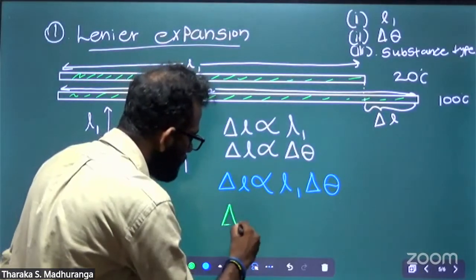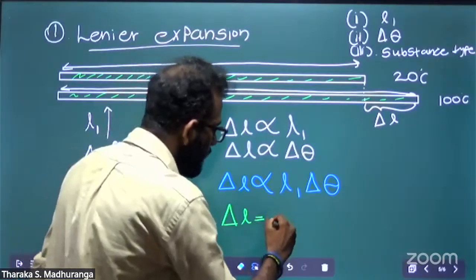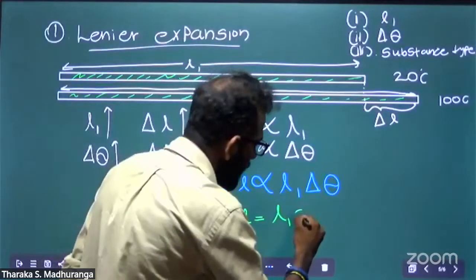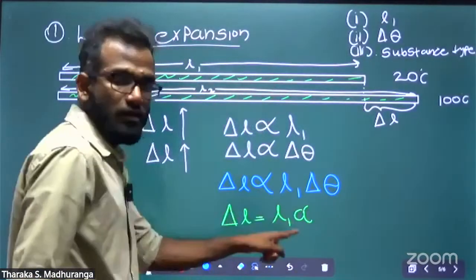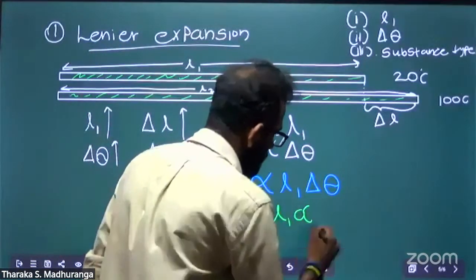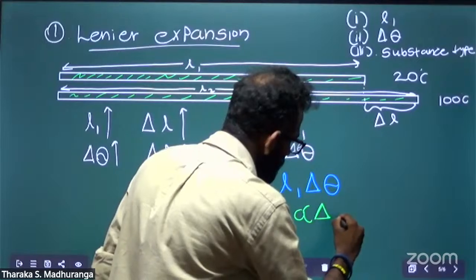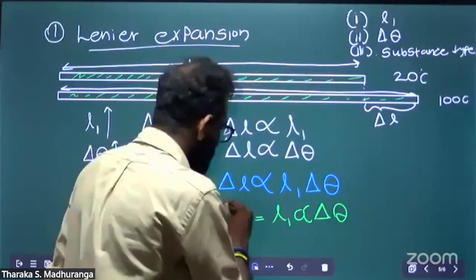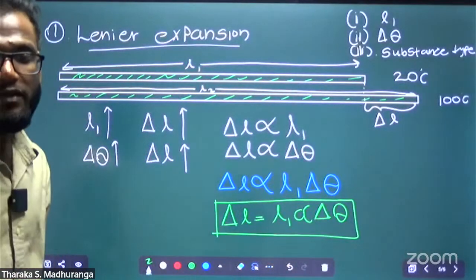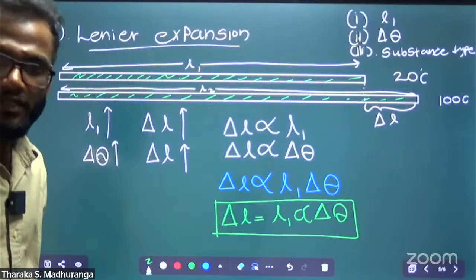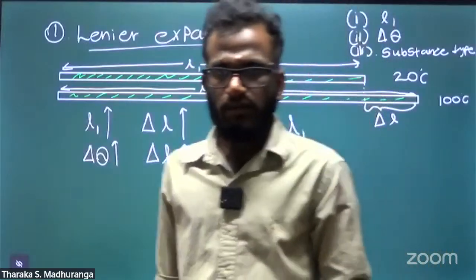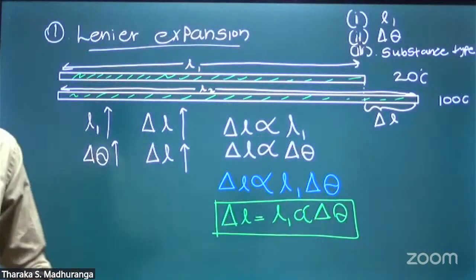Now I am going to write delta L equal to L1, and I'm going to add a constant. The constant is alpha, times delta theta. This is my first equation. Delta L equals L1 alpha delta theta.